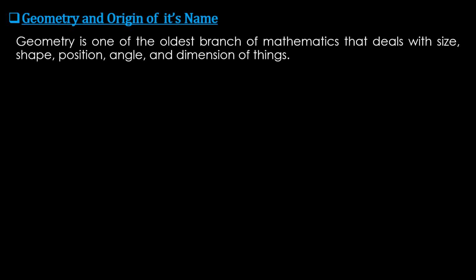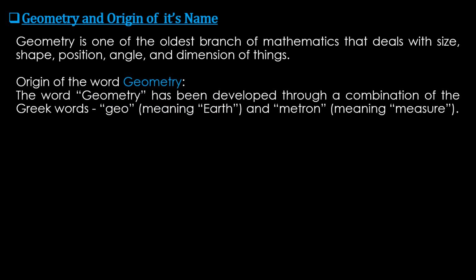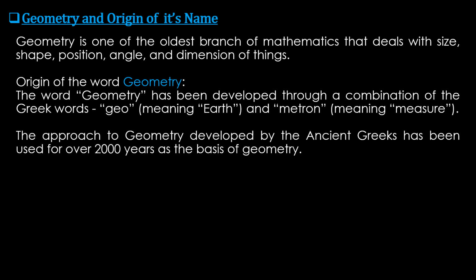Geometry is one of the oldest branches of mathematics, as I mentioned, that deals with size, shape, position, angle and dimension of things. Origin of the word geometry. The word geometry has been developed through a combination of the Greek words geo meaning earth and metron meaning measure. The approach to geometry developed by the ancient Greeks has been used for over 2000 years as the basis of geometry.